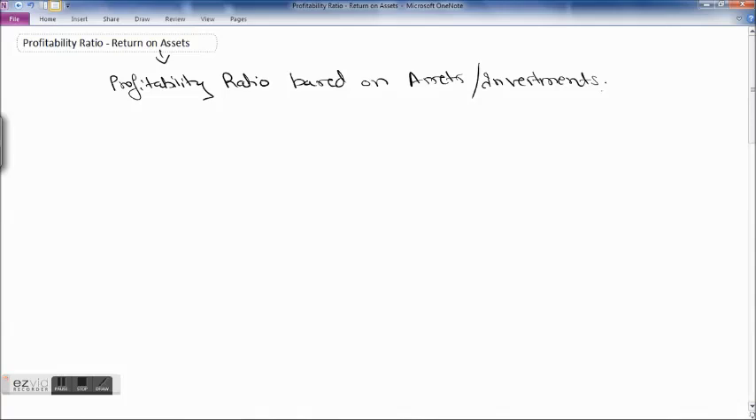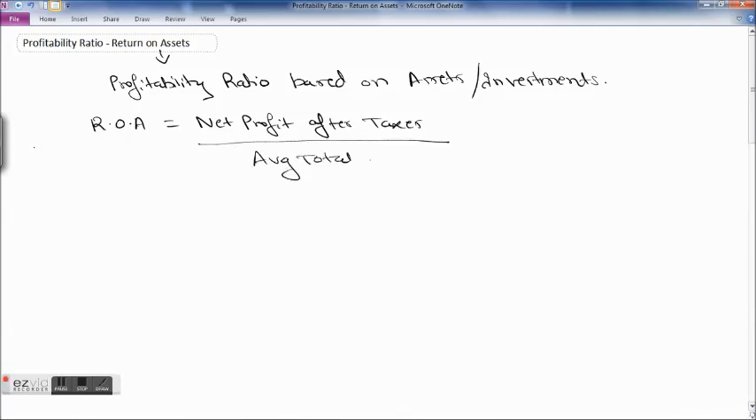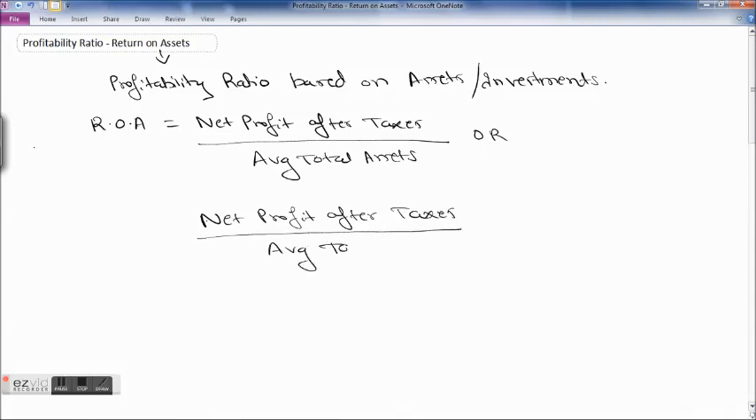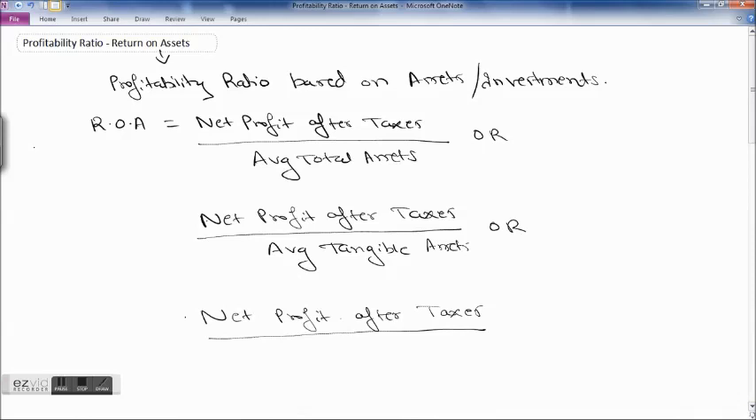Return on asset is calculated in three ways. ROA, as we call it. Return on asset is equal to net profit after taxes divided by average total assets, or net profit after taxes divided by average tangible assets, or net profit after taxes divided by average fixed assets.